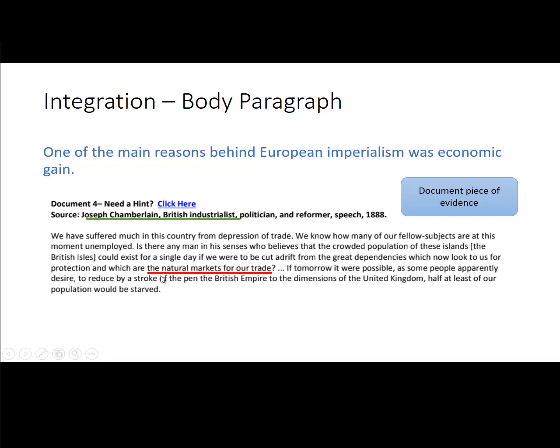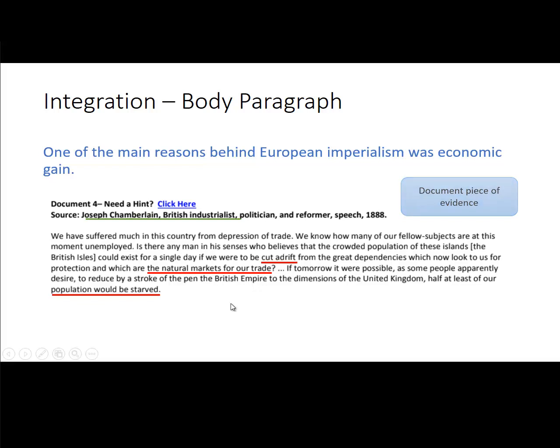As I read through, these are natural markets for our trade. If we cut those colonies adrift, then we're going to have all kinds of problems back at home because they are markets for us. One of the possible consequences would be that our population would be starved. So I've gone through and looked at what I think are the more powerful pieces that I could weave into my analysis and make sure I get those in there.